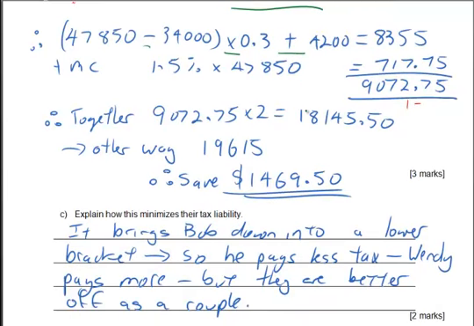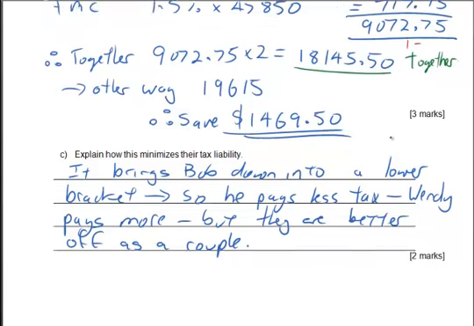$8,355 plus the Medicare levy, which is $717. So each of them has to be paying $9,072.75 for each person. So together, you times it by 2, you get it together. So using this method of splitting it 50-50, they only have to pay $18,145.50. The other way around is $19,615, and you save, by splitting the income this way, $1,469.50. So it's quite a nice little saving there.